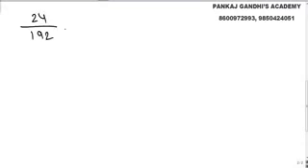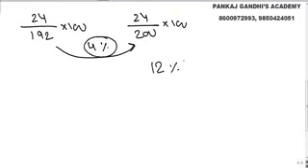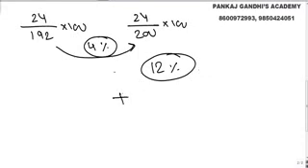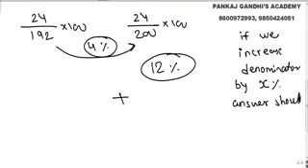The question was 24 upon 192 into 100. We just saw the denominator increase is nearly 4% and we got the answer. This answer should also be changed by the same percent. If we increase the denominator by X%, the answer should also be increased by X%.